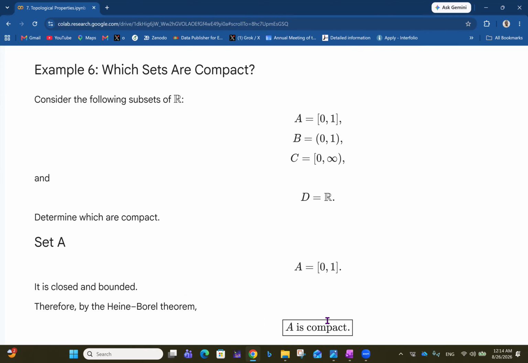So let's see which sets are compact here. Of course, we've talked about all of these before. Consider the following subsets of R. A, the closed interval [0, 1], and of course, we know this is compact because it is closed and bounded. B is not compact; though it is bounded, it is not closed. Then C is not compact; though it is closed, it is not bounded. And D is not compact because it is neither bounded nor closed. So, determine which are compact.